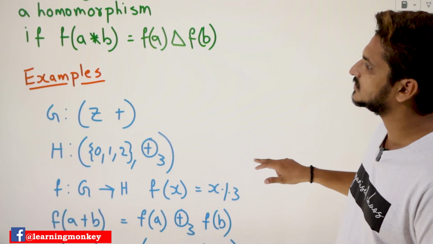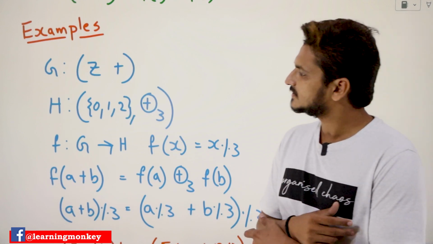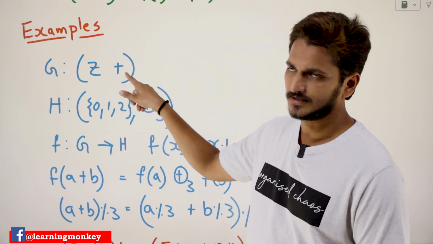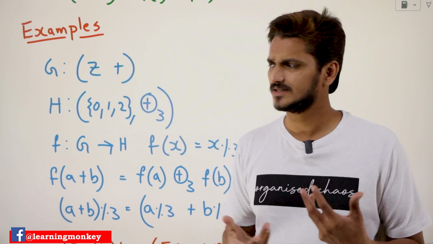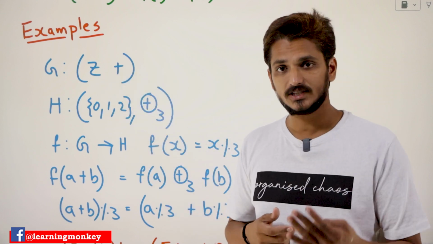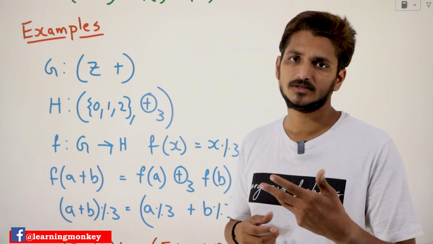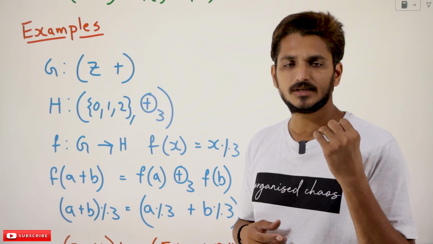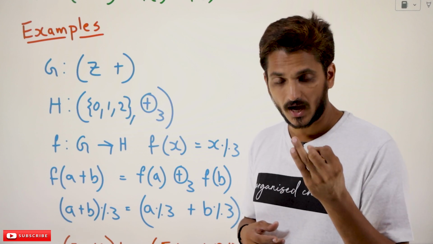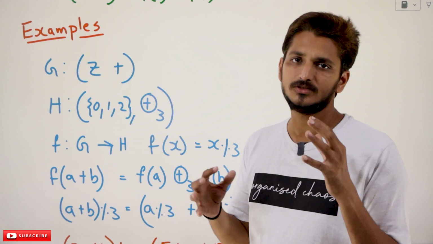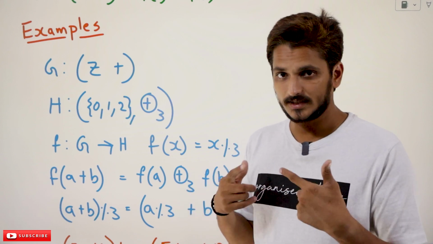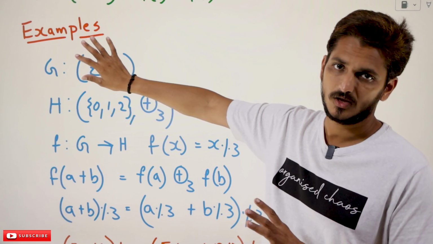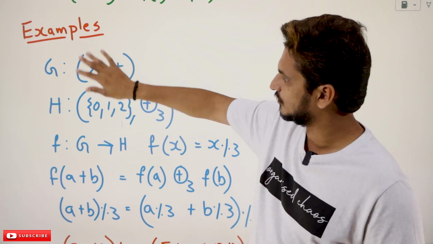Now let's try to understand the example. In the first example, G is the group (Z, +). We already discussed in our previous classes that Z plus is a group. It is satisfying the four conditions. What are those conditions? It has to satisfy the closure property, associativity, the identity element, and inverse elements should be there. If all these are satisfied, then we say it is a group. We are not explaining again what this group means.